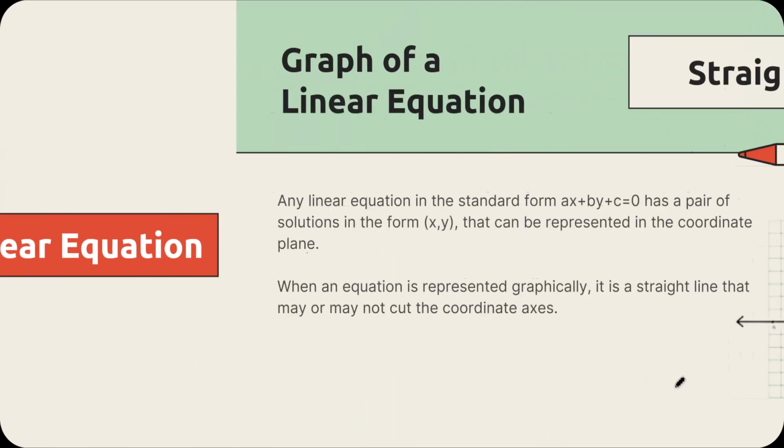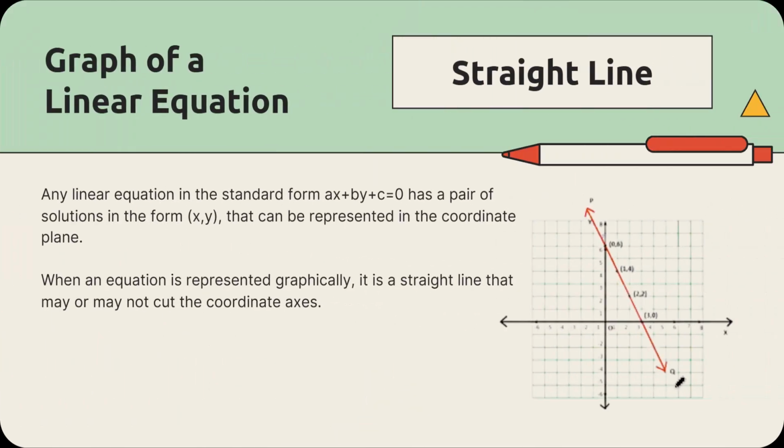So the graph of a linear equation is always a straight line, right? A linear polynomial, we have discussed in the previous class. A linear polynomial is a straight line. So the graph of a linear equation will be a straight line. How do we create the graph?